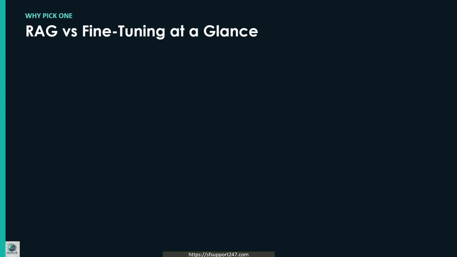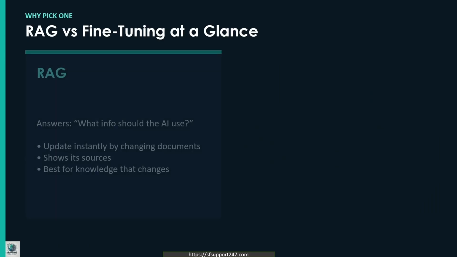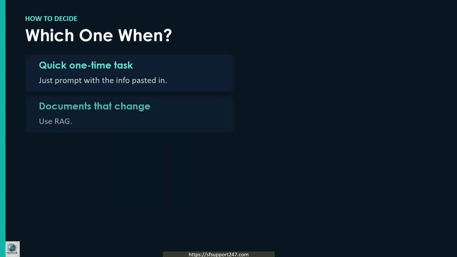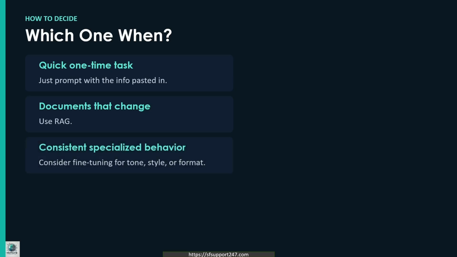There is a cost involved for RAG also. RAG versus fine-tuning at a glance. RAG answers what info the AI should use. Fine-tuning answers how the AI should behave. So, when to use RAG and when to use fine-tuning? Just prompt with the info pasted in. Quick one-time document change, use RAG. Consistent specialized behavior, consider fine-tuning for tone.